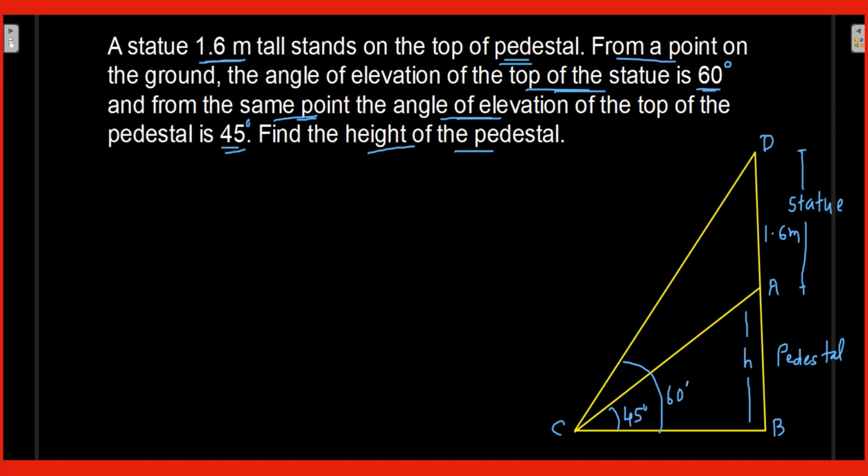So let us assume that the height of the pedestal be h meters. So we have to find AB, that is h. And now we will take the two triangles, triangle ABC and triangle DBC, to get the value of h. So first we will take triangle ABC.